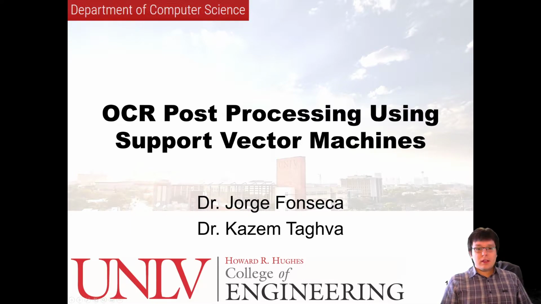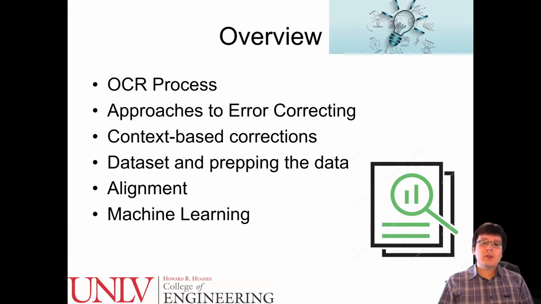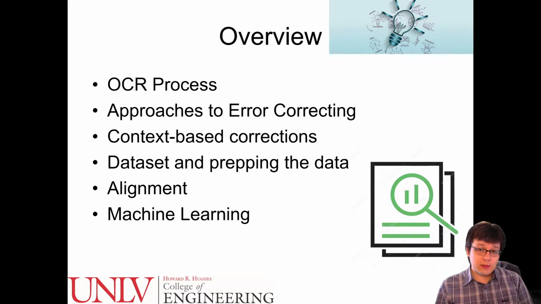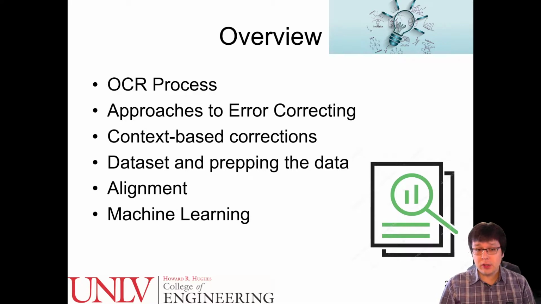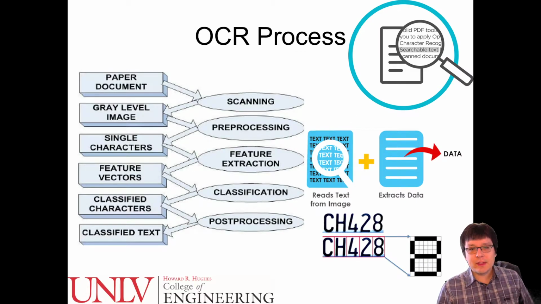Okay, so first I'm going to talk to you about the OCR process, and then I'm going to give you a quick overview about possible ways of correcting OCR generated errors. One of those is going to be context-based corrections. Then I'm going to be talking about the data set that I used and how I prepped it, and the alignment, which will make more sense once I get there. That's actually just going to be a little piece of my presentation, because the big chunk is going to be machine learning. So I'll have another overview of that on its own. But first, let's talk about the OCR process and what OCR is.